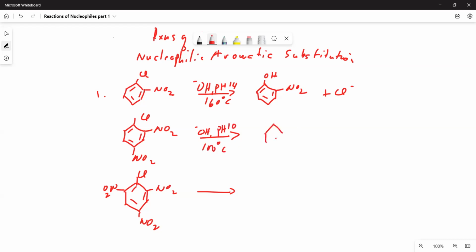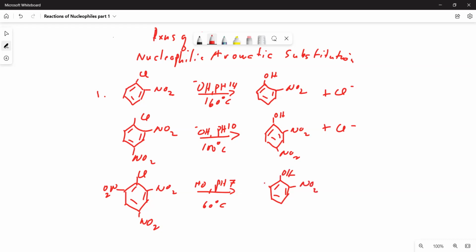And you have the phenolic compounds, wherein you have the two nitro here. And finally, if you have three electron withdrawing groups, this can occur at about neutral pH and about 60 degrees Celsius. So you can see the decrease in the reaction conditions needed for the substitution to happen. Okay.